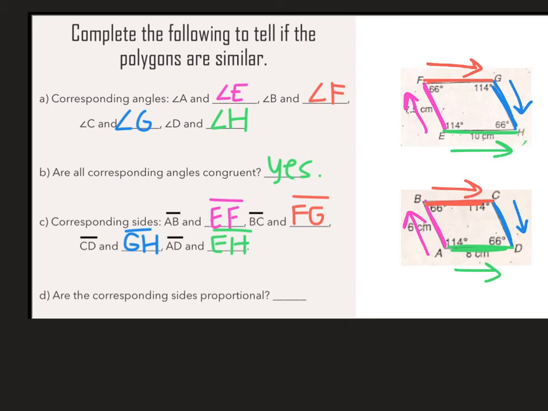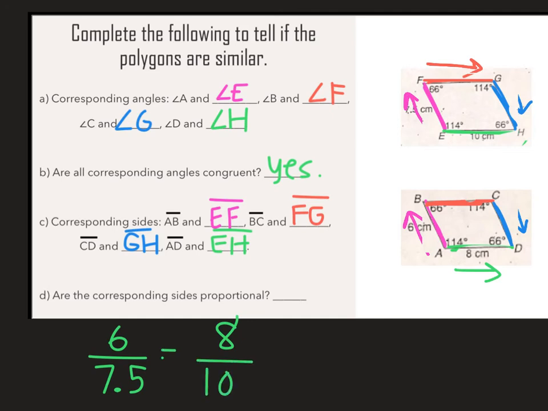So be careful, they switched up that order on you. So are all the corresponding sides proportional? Well, that is more than just looking at this. So we have to actually look at the numbers on the sides in order to figure this out. So notice from A to B and E to F. A to B was 6 and E to F was 7.5. And then on the bottom, we had A to D was 8 and E to H was 10. So we kind of treat this like 2 ratios here, and we need to figure out if they're proportional or not.